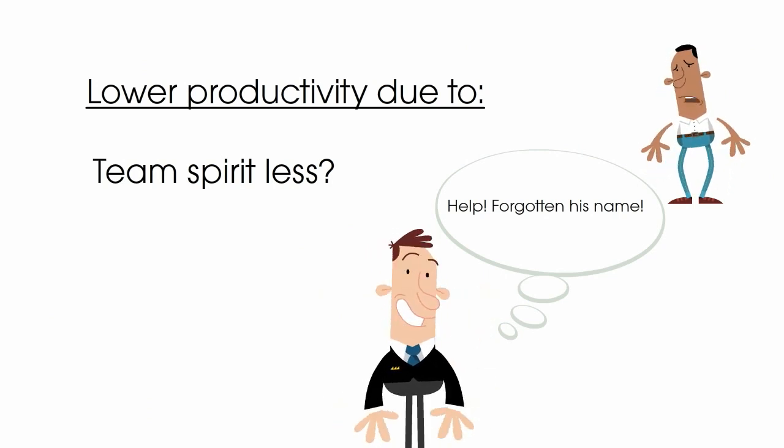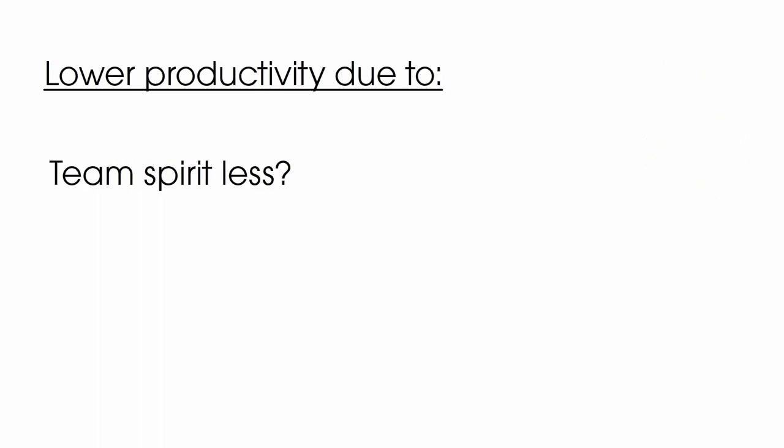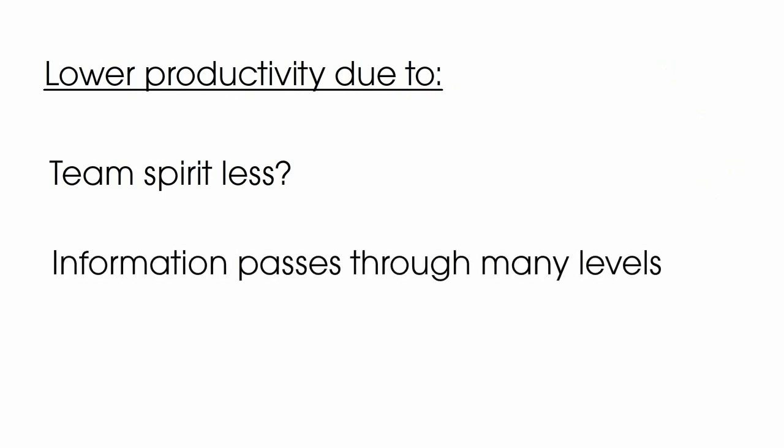For instance, the team spirit of a small business can be lost. Senior management don't know each employee personally. Staff feel demotivated because they feel that managers are unaware of the problems that they're facing at lower levels. Or information and instructions become distorted as they travel through different levels within the organization.